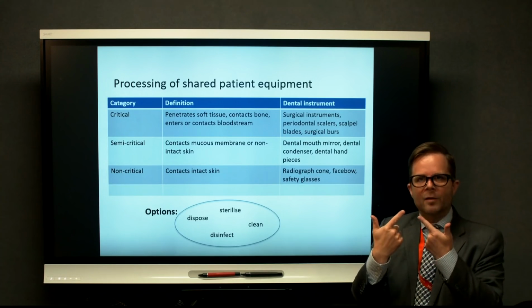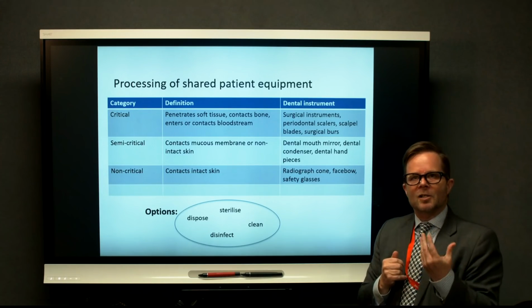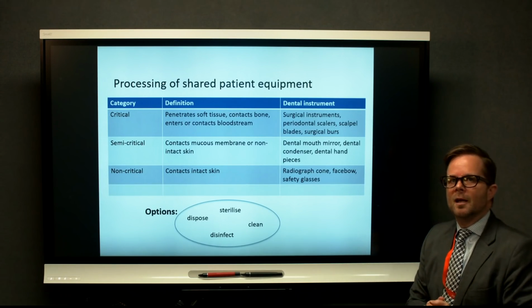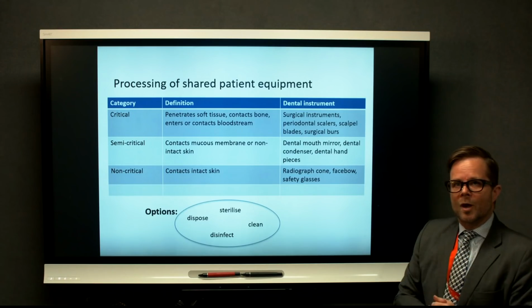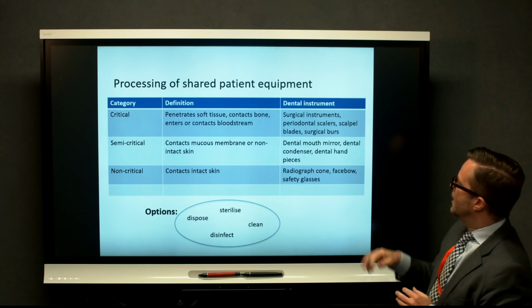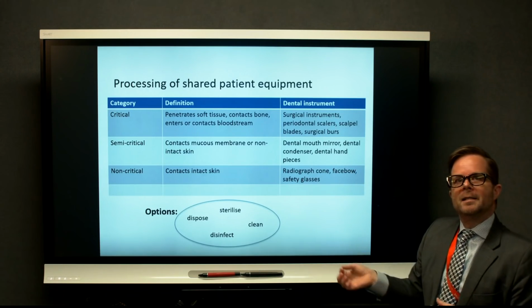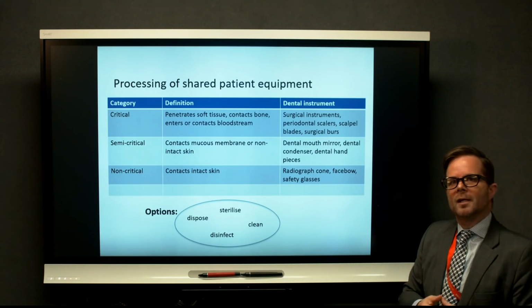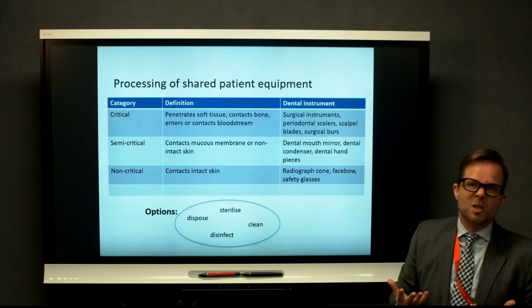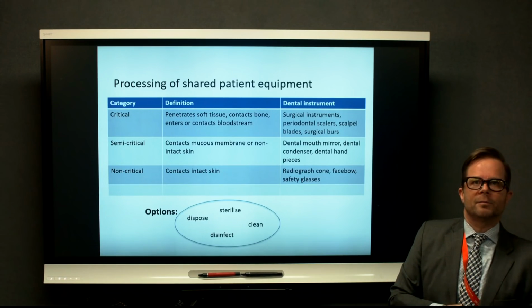So inside the mouth is not covered with skin, it's actually a different type of soft tissue called the mucosa. The dental condenser or the amalgam plugger, and dental hand pieces. So anything that we use basically inside the mouth.